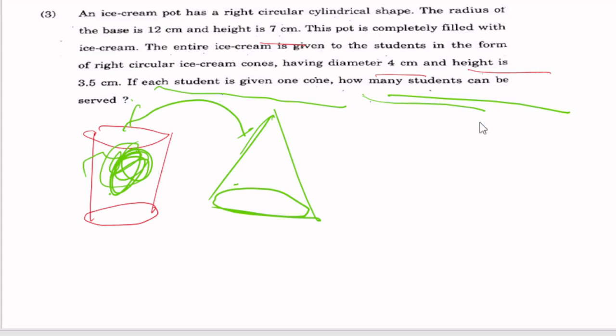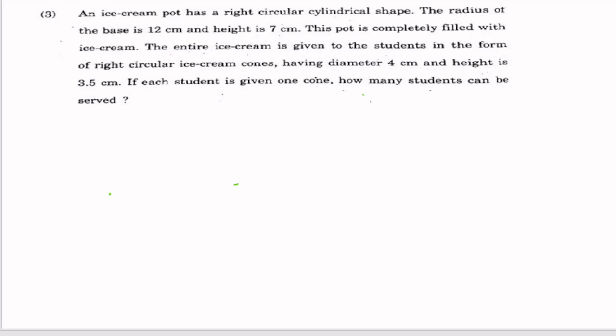Right now you have to compare the volume. How to compare the volume? You have to know the formula. The volume of ice cream in the cylindrical pot is equal to pi r square h, because this is the formula to calculate the volume of a cylinder. Here we have to do smart work. Do not calculate the pi; you can carry it forward, because later we have to do a lot of calculations. So we will keep pi as it is.